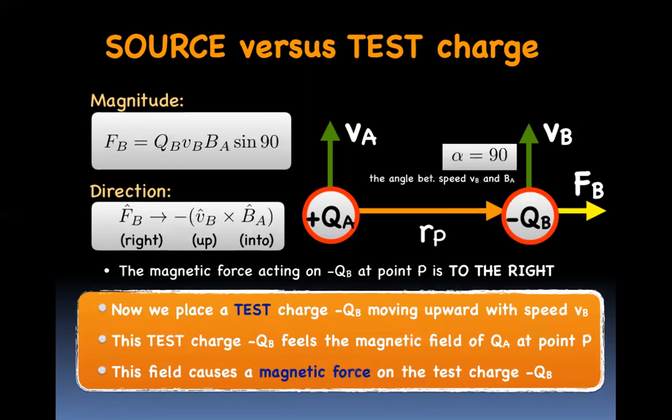Now, if we are to put another charge, negative QB at point P, then it becomes a test charge. Being a test charge, it will feel the magnetic field produced by positive QA. The magnitude of the force experienced by negative QB due to the magnetic field of positive QA is given by QB times VB times BA sine 90. By doing right hand rule, we can verify that the magnetic force acting on negative QB is to the right.